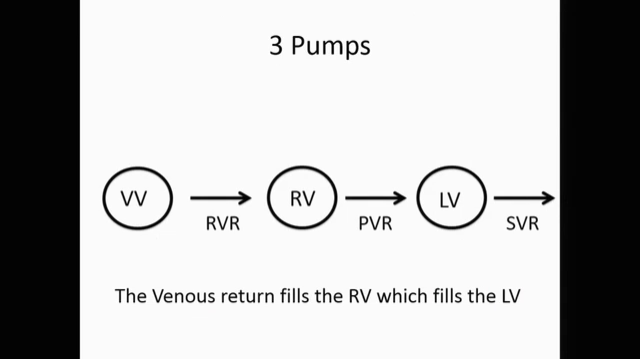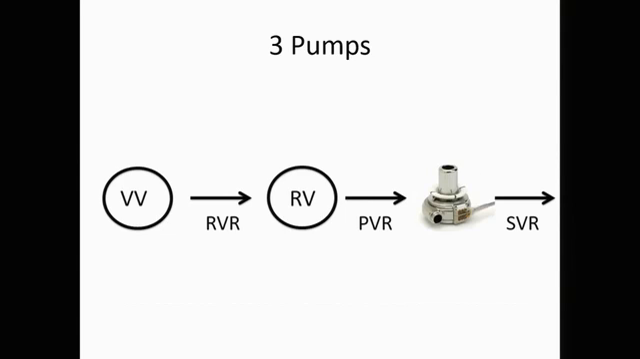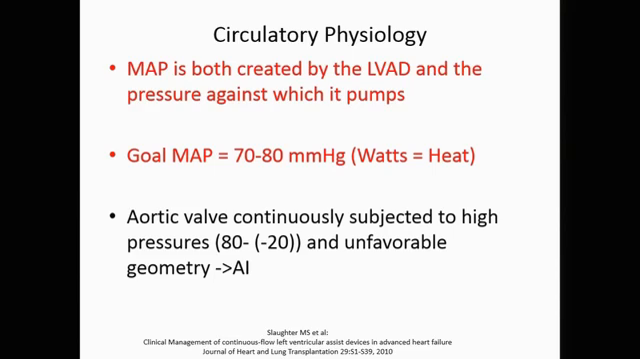Now, I tell people the circulation actually has 3 pumps. It's got the veins that pump blood back to the RV, which pumps blood to the LV. And it's important because when we insert an LVAD in a patient, all we've done is replace the left ventricle with a mechanical assist device. We still have to manage the venous pump, and we still have to manage the RV. It's a very helpful way to think about their circulation as you think about the circulatory consequences of implanting these devices. The mean arterial pressure is created by the LVAD, and it's also the pressure against which it pumps. It's very important.